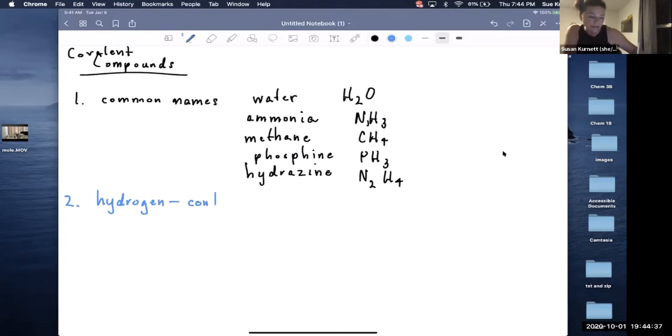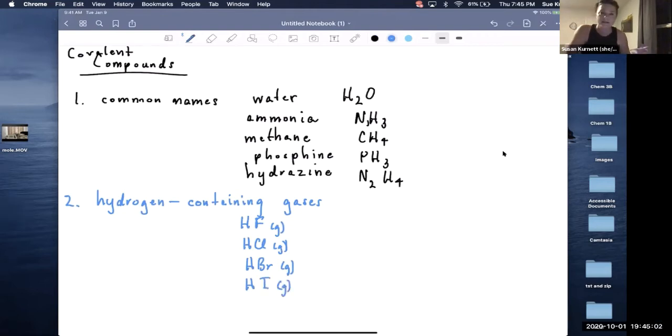So hydrogen containing gases, there are 6. Hydrogen fluoride, hydrogen chloride, hydrogen bromide, hydrogen iodide. So all of those are hydrogen with a halogen, group 7. And then hydrogen sulfide, we don't say dihydrogen. And hydrogen cyanide, poisonous gas, smells like almonds.